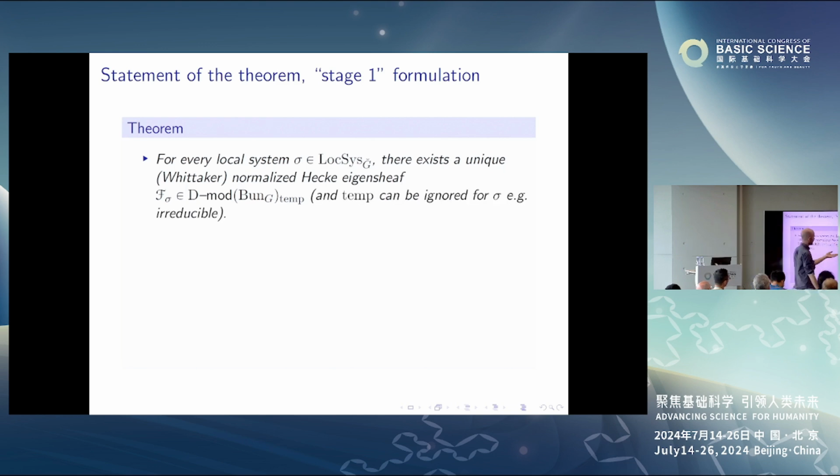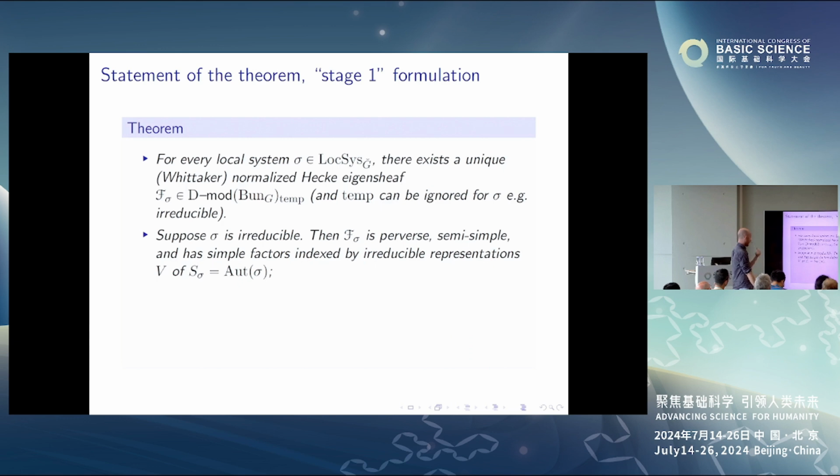That ensures the uniqueness. And this temperedness, again, you can ignore, for instance, if sigma is irreducible. Let me suppose for simplicity that sigma is irreducible. And this F sigma is actually perverse. It's in the heart of the t-structure, or whatever you want to say. It's semi-simple. Its simple factors are indexed by irreducible representations of the automorphism group of sigma. If you think in terms of representations of pi1, this is the group of all elements that commute with the image of your fundamental group representation. For GLN, that's just the center of G check. But for a general reductive group, it's an extension of a finite group by the center. So there's something a little weird that happens.